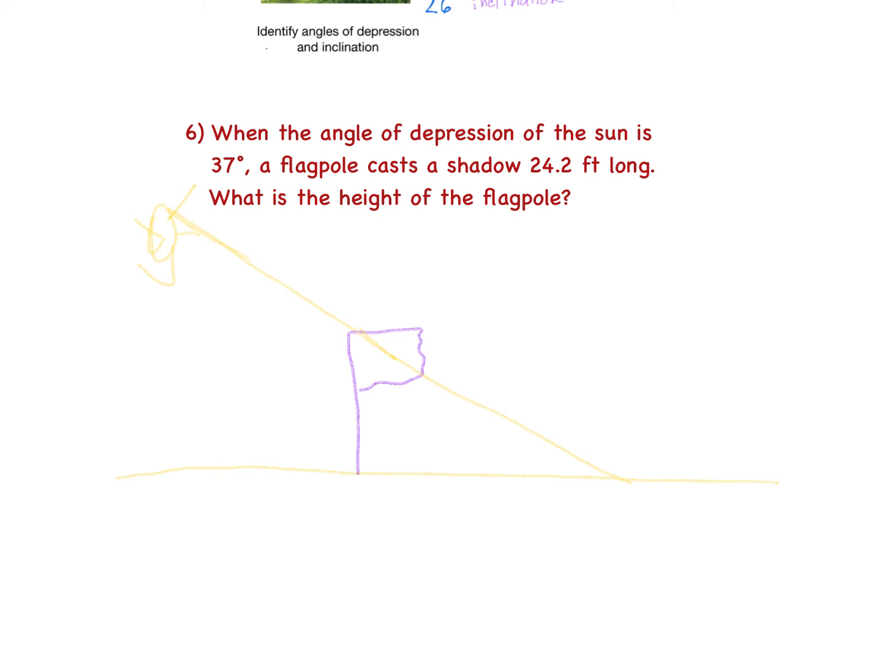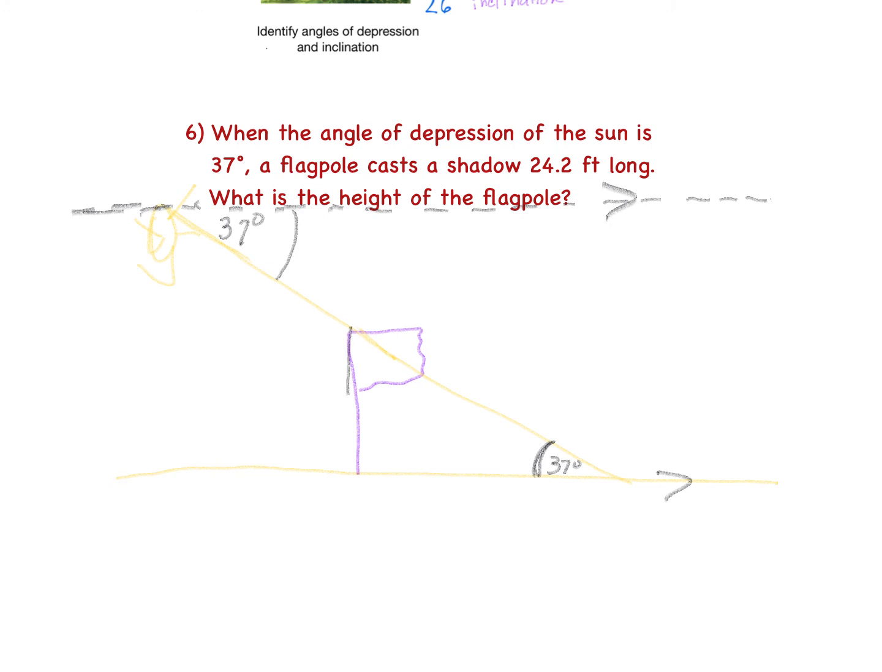And here's the ground. So let's talk about some angles. My angle of depression is always measured from the horizontal to the line of sight. So from the sun, horizontal to the line of sight is right here. So this angle is 37 degrees. My ground is a horizontal line, right? So this angle down here is also 37 degrees because these are alternate interior angles.